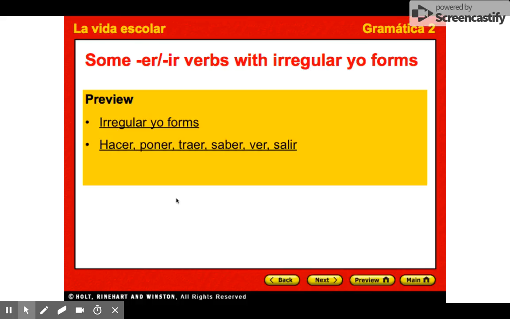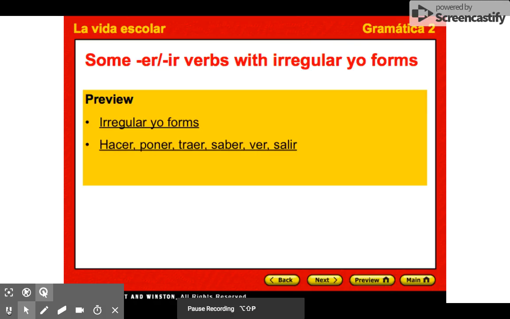Now, it turns out in Spanish, there are some verbs. For this lesson, we'll just be focused on hacer, poner, traer, salir, and saber. But it turns out these verbs do their own thing. They have an irregular yo form, but only the yo form is irregular. The rest of the forms, tú, él, ella, usted, nosotros, ellos, and ustedes.